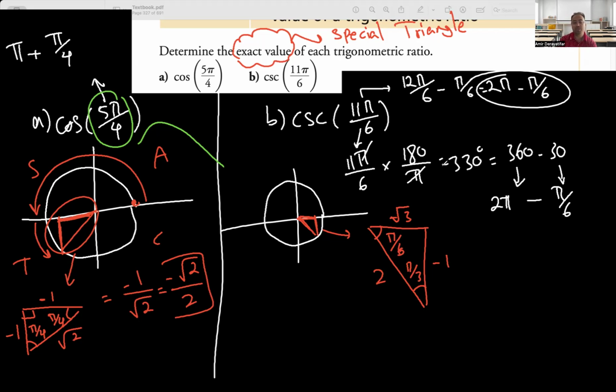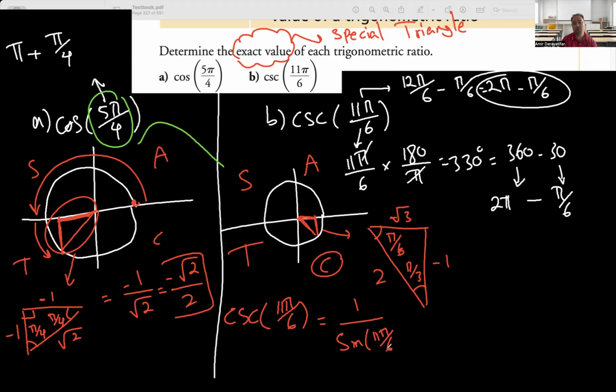Okay, so one more time. Cosecant is 1 over sine, right? And according to the CAST rule, only cosine is positive in this quadrant. So cosecant of 11 pi over 6 would be 1 over sine of 11 pi over 6. And sine is negative in this quadrant: opposite, which is -1, over hypotenuse, which is 2. So 1 over -1 over 2 is going to be -2.